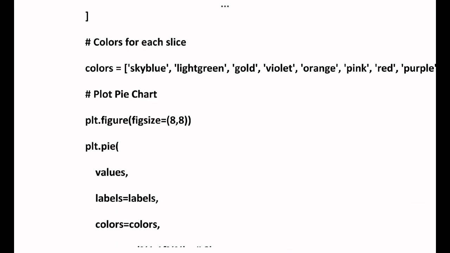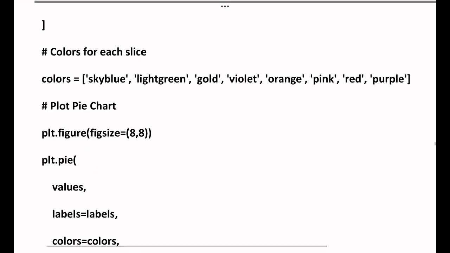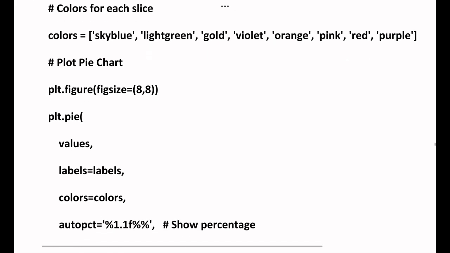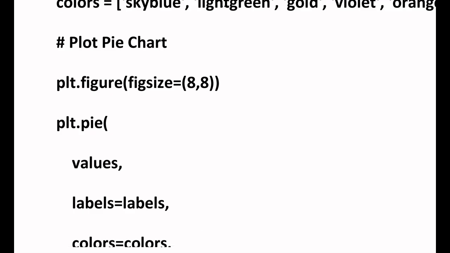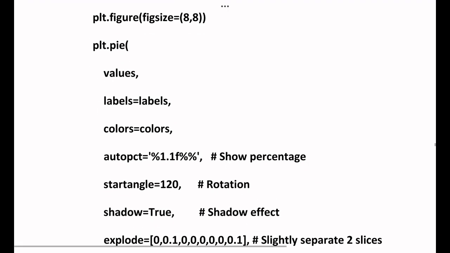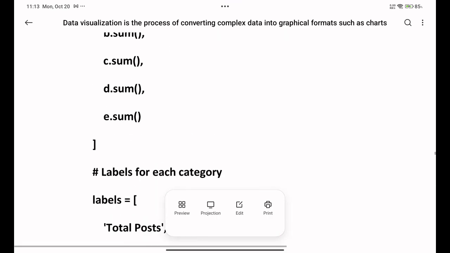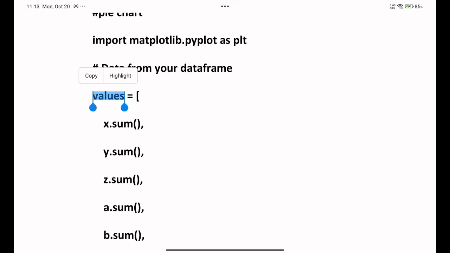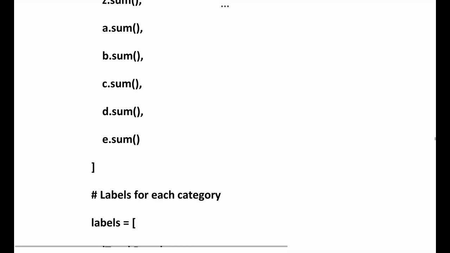After that I am giving different colors: sky blue, light green, gold, violet, orange, pink, red, purple. Now I am plotting the graph, very simple. This is my plt.figure, figure size is 8,8, and plt.pie, I am taking my values. Values means I am adding all the data in my x attribute, y attribute, z attribute, a, b, c, d.